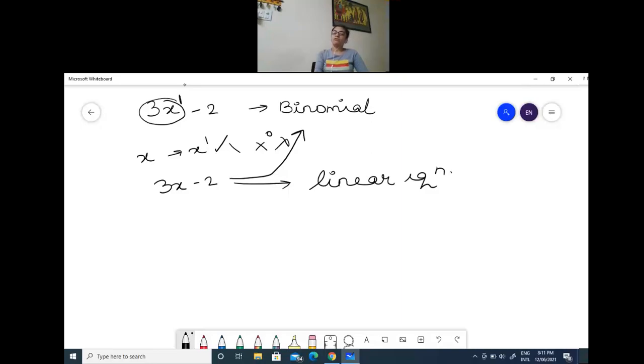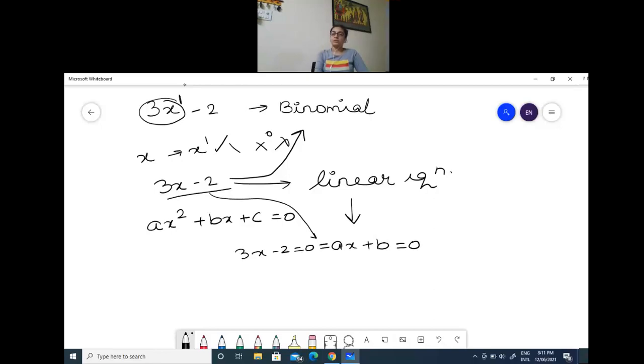Now in this chapter of polynomial, first of all we are going to learn about linear equations in detail. Then later on you have a chapter known as quadratic equations also. As you know, quadratic equations are written in the form ax squared plus bx plus c equal to 0. Similarly, linear equations are written in the form ax plus b equal to 0. So when you compare 3x minus 2 equal to 0 to this particular equation, the value of a will be equal to 3 and the value of b will be equal to minus 2.